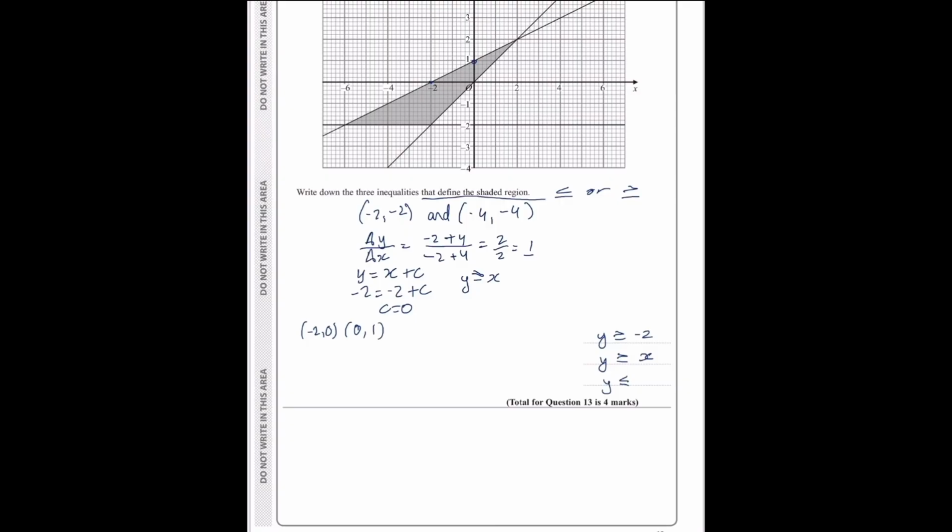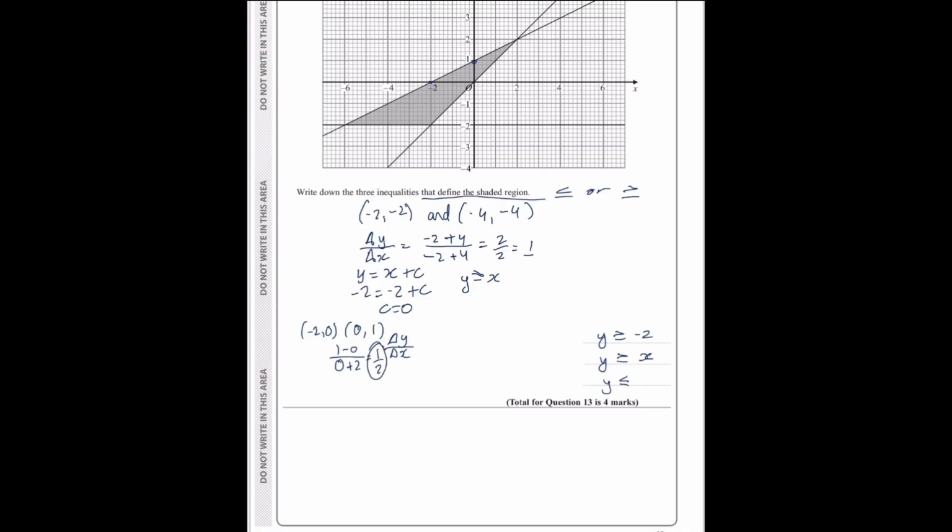So now let's do the same thing we did earlier and find out the gradient by working out the change in y divided by the change in x. So the change in y will be 1 minus 0 divided by the change in x, which will be 0 minus -2, which again makes 0 plus 2. So then we're going to get a gradient of 1/2.